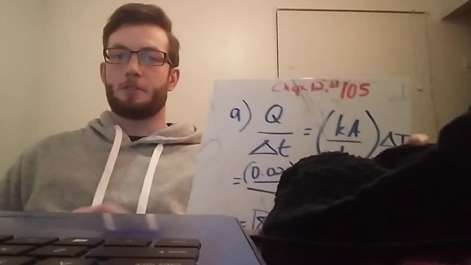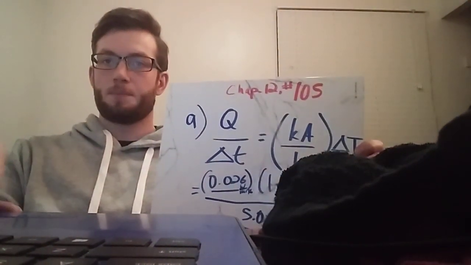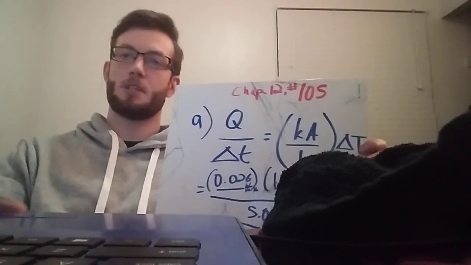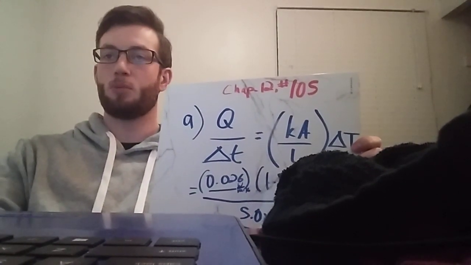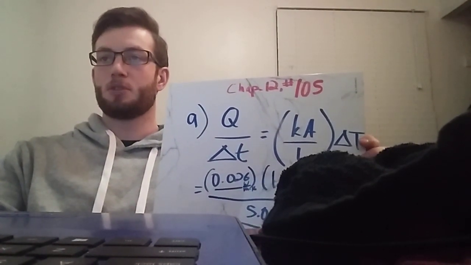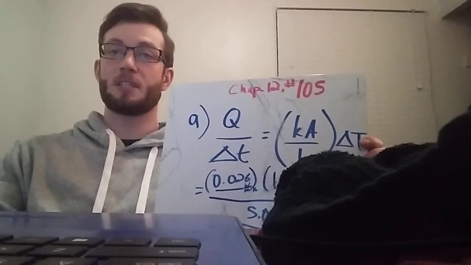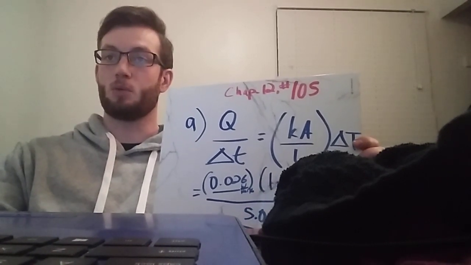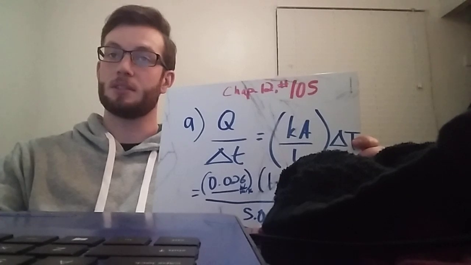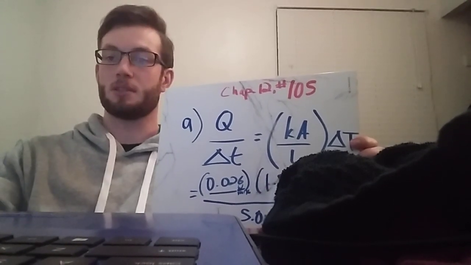Hi, this is an explanation for problem 105 in chapter 12. This problem reads, the surface area of an adult human is about 1.8 meters squared. Suppose a person with a skin temperature of 34 degrees Celsius is standing with bare skin in a room where the air is 25 degrees Celsius, but the walls are 17 degrees Celsius.